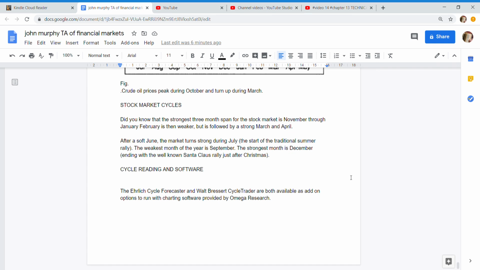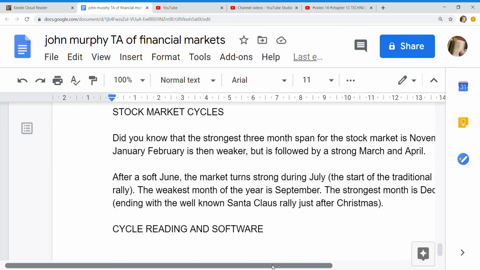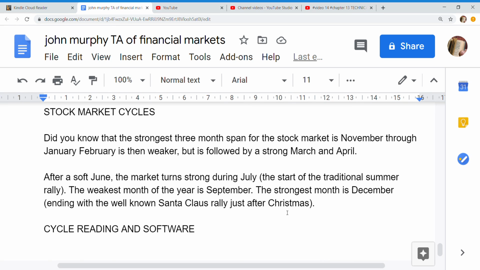Stock market cycles. Did you know that the strongest 3-month span for the stock market is November through January? February is then weaker, but is followed by a strong March and April. After a soft June, the market turns strong during July, the start of the traditional summer rally. The weakest month of the year is September. The strongest month is December, ending with the well-known Santa Claus rally just after Christmas.